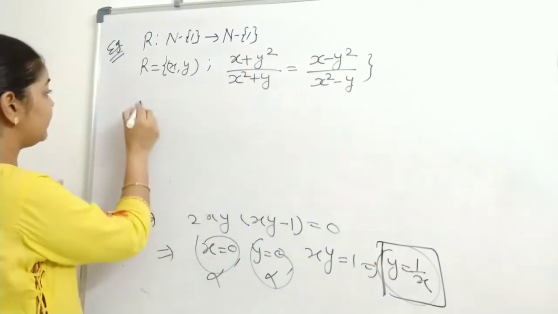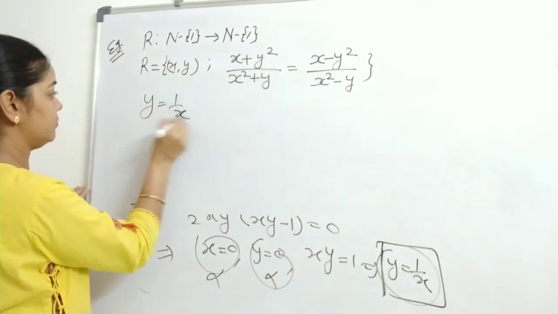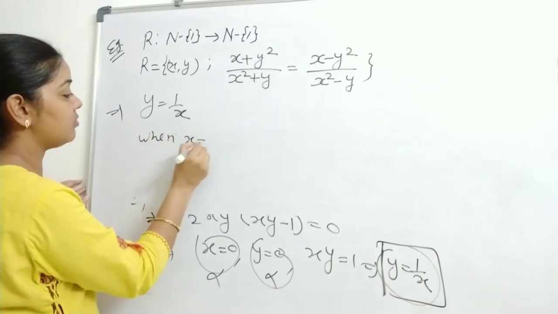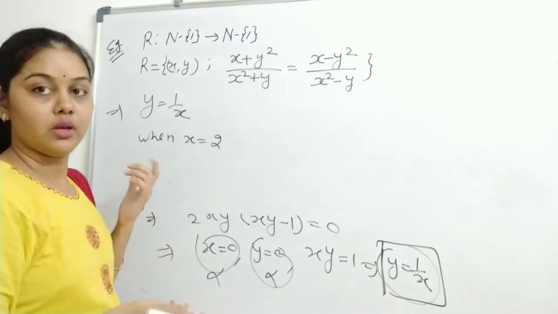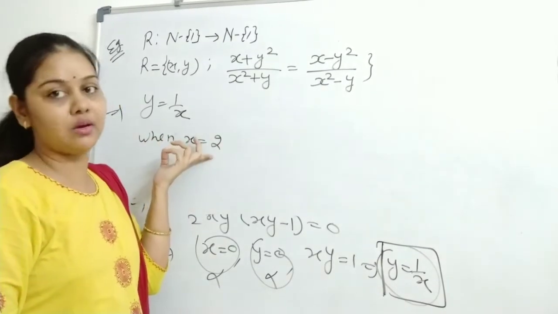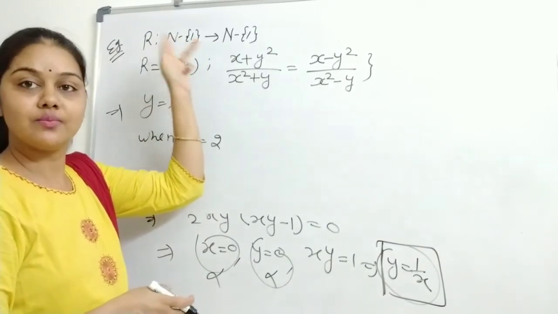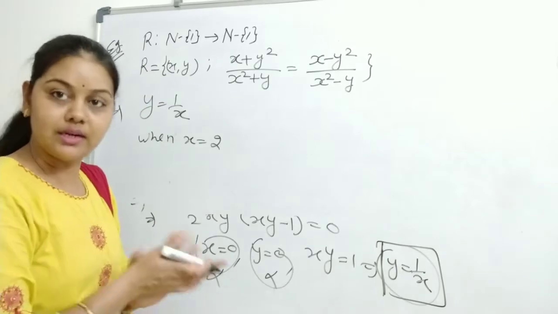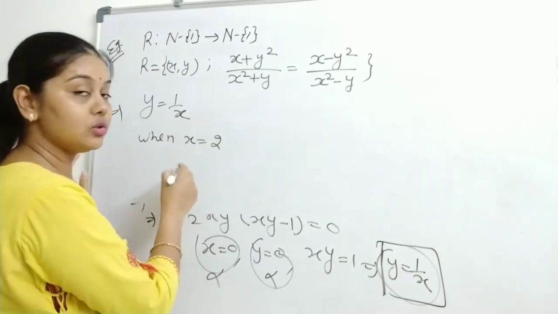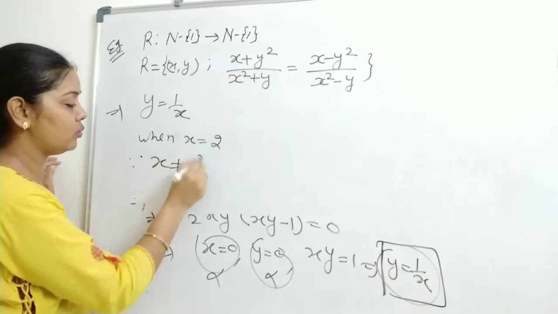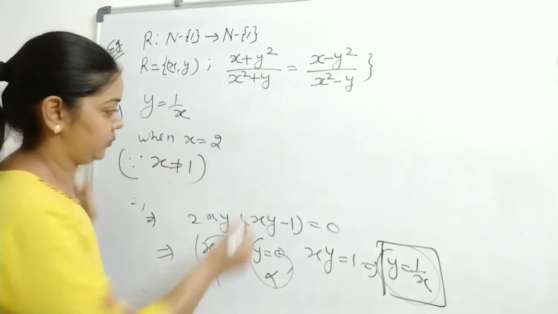We have only one condition: y equals 1 upon x. Since x cannot be equal to 1, because the domain is N minus 1, we will start with 2.